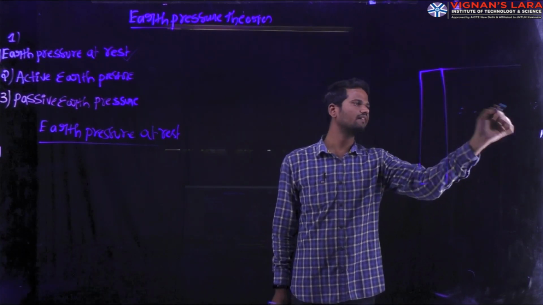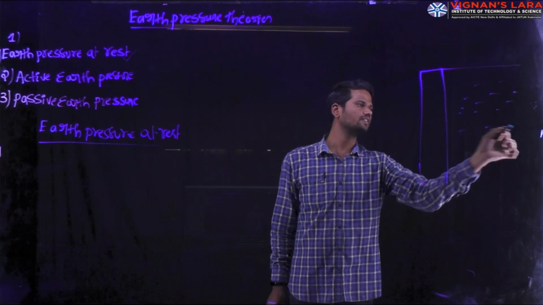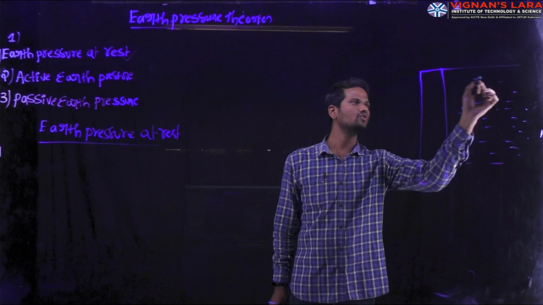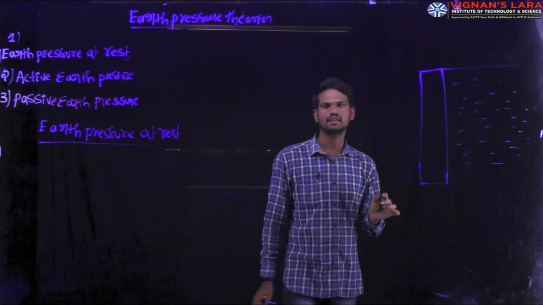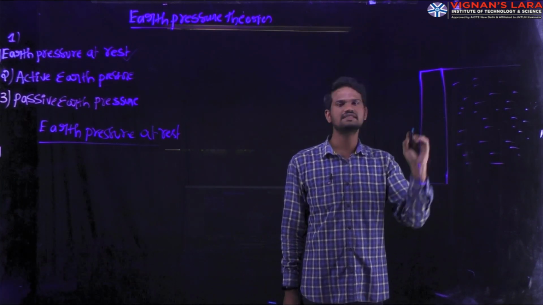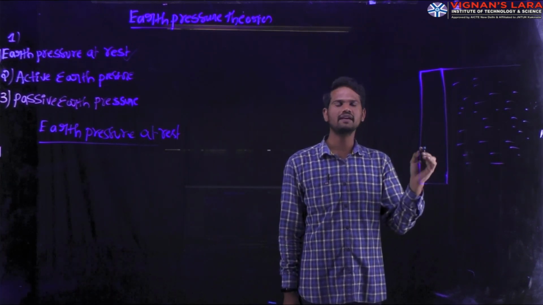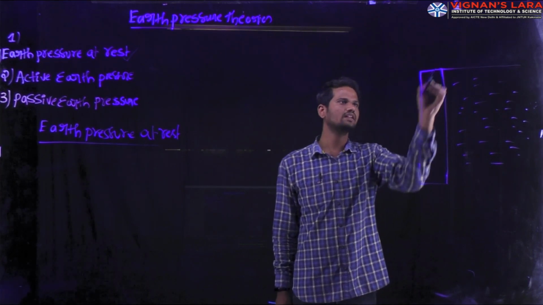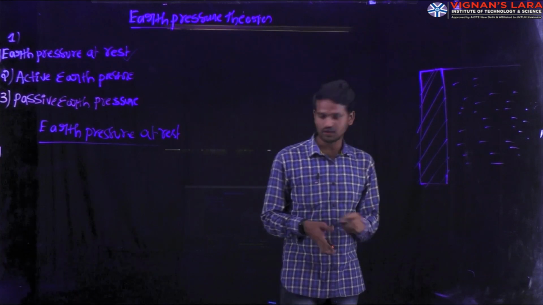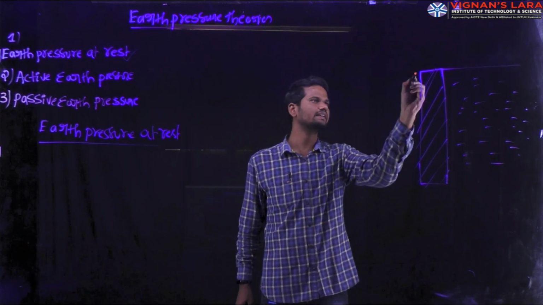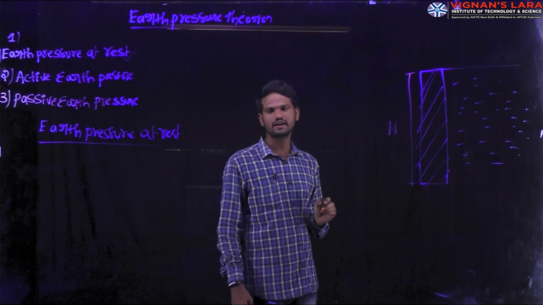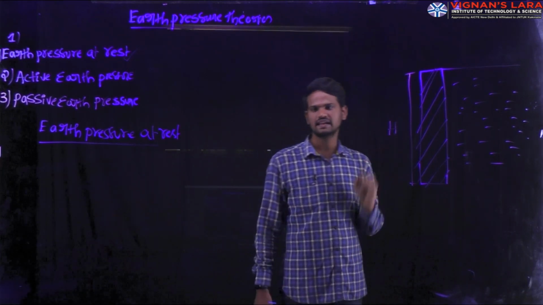What is the soil available here? It is filled with soil, either dry soil, moist soil, cohesive soil or cohesionless soil. Based on the type of soil, the pressure created on the wall may vary. Suppose this is the retaining wall. For this retaining wall, the total height of the wall we name as capital H.